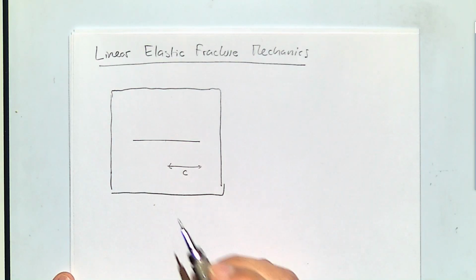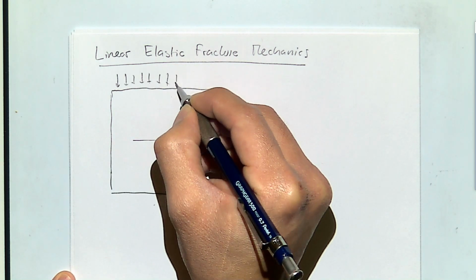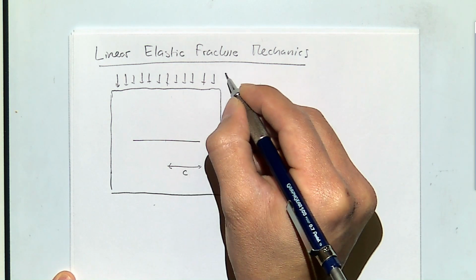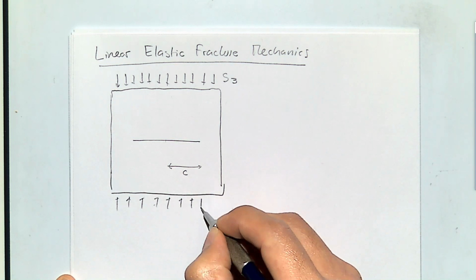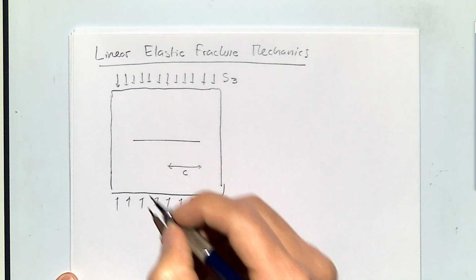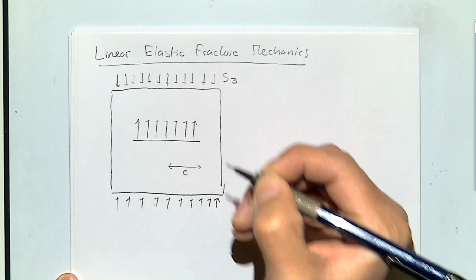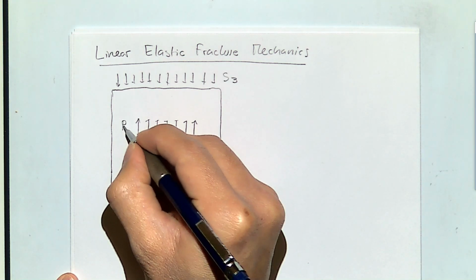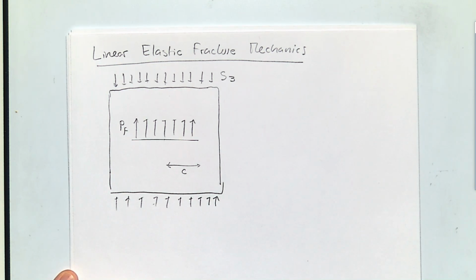In order to propagate this fracture, which is subjected to far field stresses, and it opens up perpendicular to the minimum principal stress, I need to have a pressure in the fracture, as we saw before. And this pressure inside the fracture, let me call it PF. In order for that fracture to open up, should it be higher or smaller than the minimum principal stress?